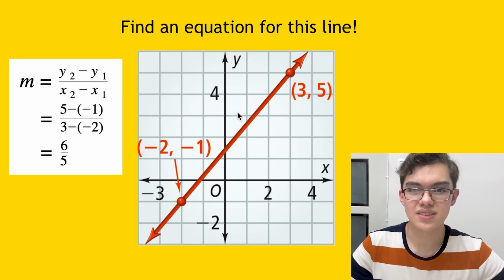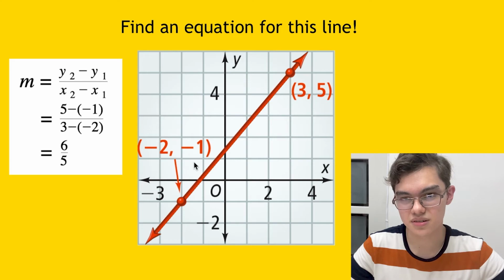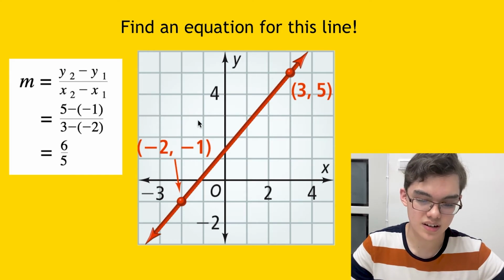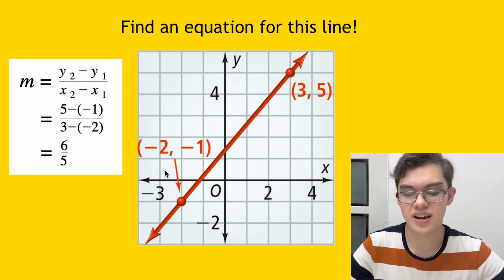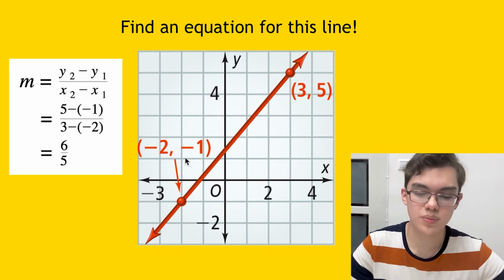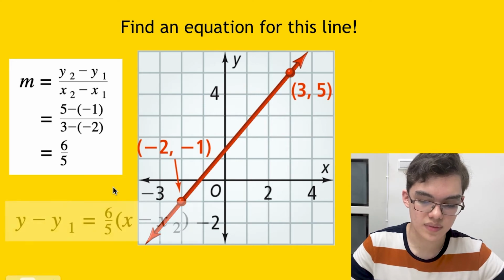Okay, and we do the same thing for x2 and x1. So x2 is 3, and x1 is negative 2. So 3 minus negative 2 is 5. So our slope is 6 over 5. Okay, great. So that's our m.